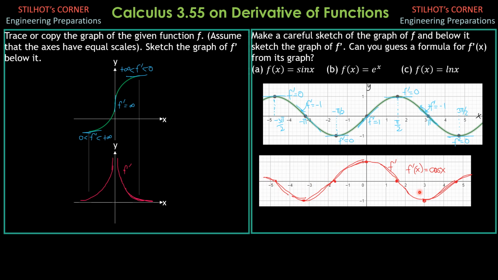And for those who already know, since I already discussed derivatives of trigonometric functions, just the basic ones, the fact that this is, if you are experienced with the graph of cosine, this is the graph of cosine x. Therefore, f prime of x is cosine of x.